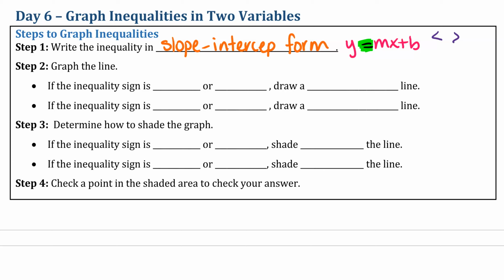Step 1, we're going to graph the line like normal. We're going to start with our y-intercept. We're going to use our slope. That part's normal. Here's the new part, step 2.